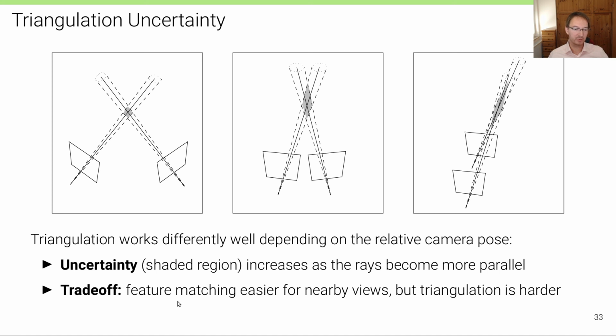And there's a trade-off here because if you're looking at the scene from 2 different perspectives, then feature matching is very hard because the images look very different locally. But the triangulation will be better. And for nearby views, it's very easy to match features because the features look similar, but triangulation is harder or more uncertain, to be precise.